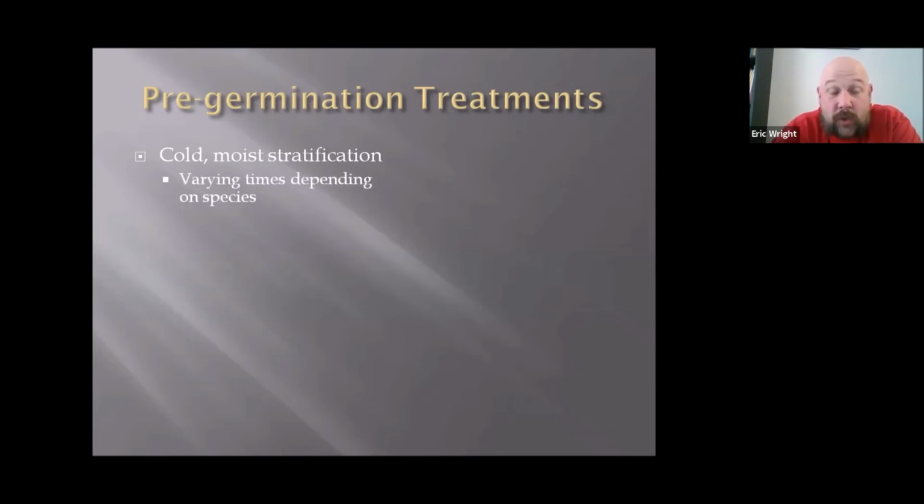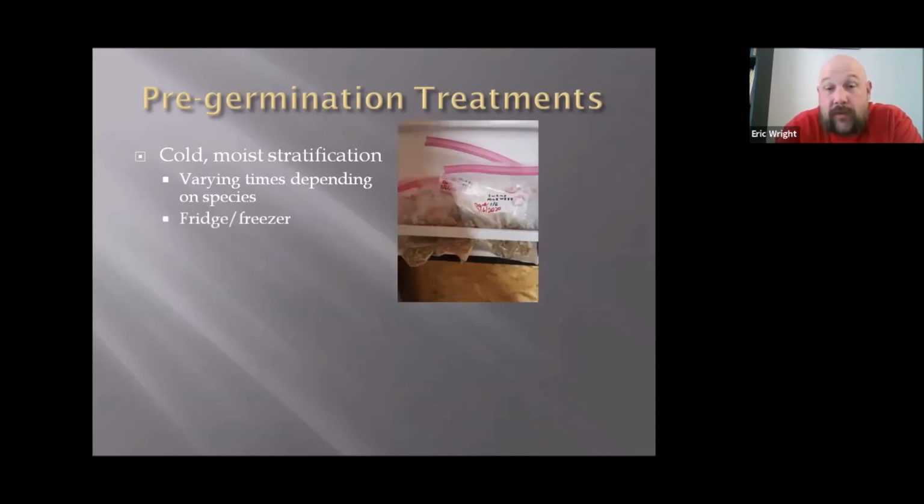The time that you need to cold, moist stratify a plant depends on the species, so you might need to do a little research to figure out how long. There's a couple different methods you can use to cold stratify your seed. You can do it in your fridge or your freezer. In my little picture here, you can see that I have some swamp milkweed, and I marked that I started the stratification on January 6th, and that it was going to be done on March 6th.